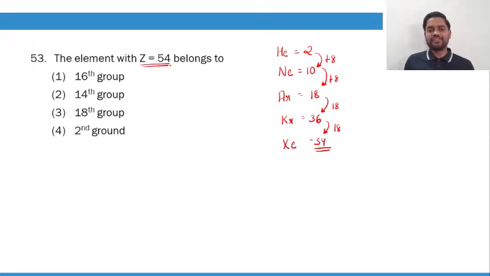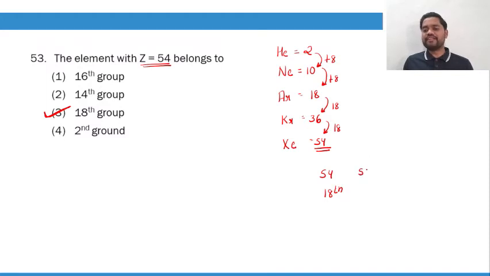Z is equal to 54. That clearly means it belongs to the 18th group. No problem. Now suppose Z was 50. Supposedly Z was 50, so what I must have considered over here? 54. 54 is which group? 54 is the 18th group. Right?